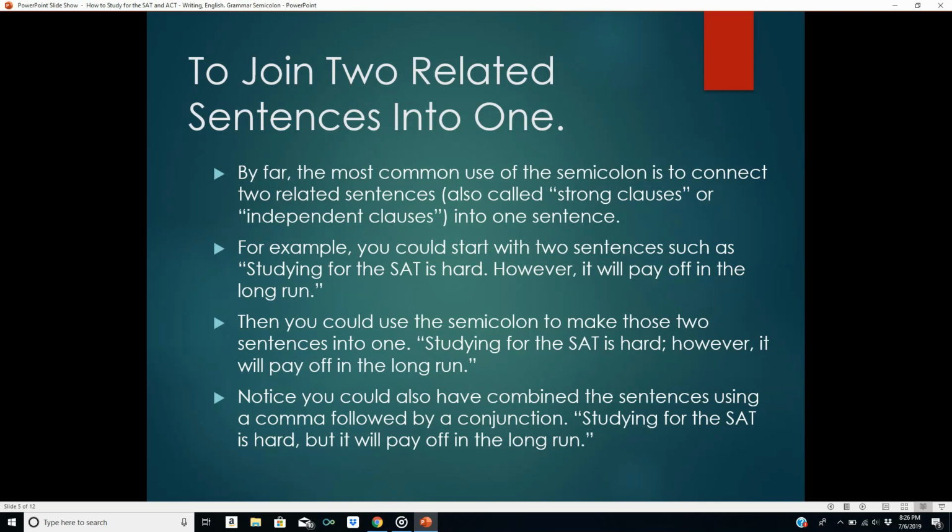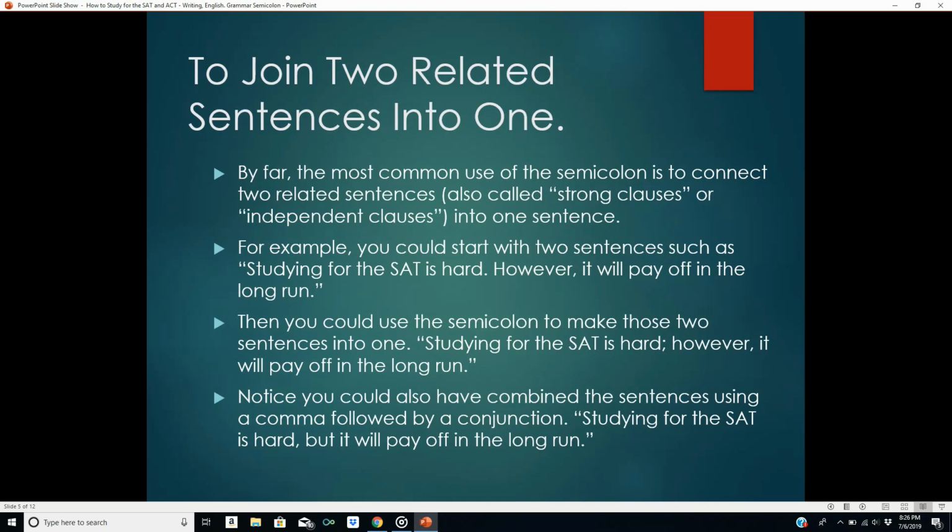To join two related sentences into one, that's the first use and the main use of a semicolon. By far the most common use of the semicolon is to connect two related sentences, also known as strong clauses or independent clauses, into one sentence.